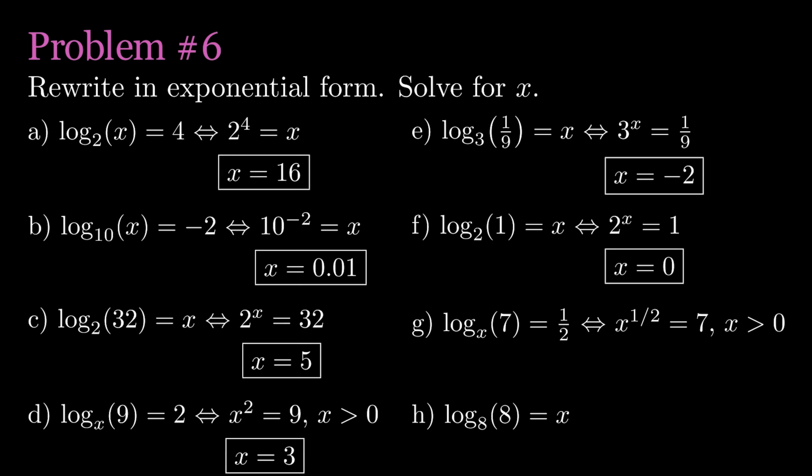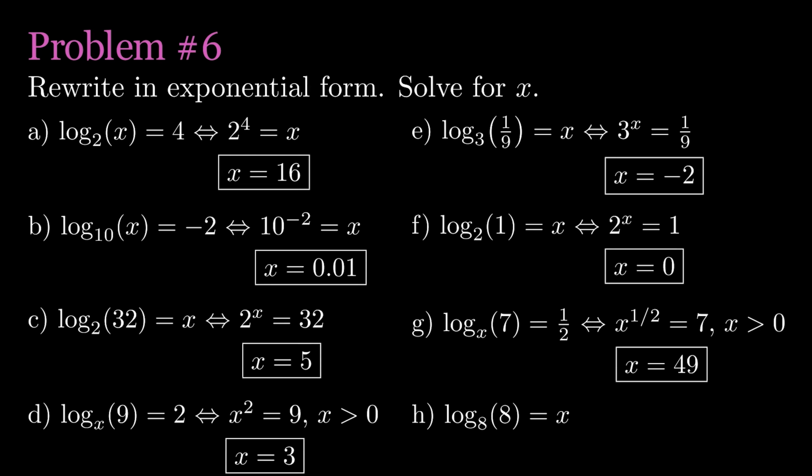Recall that x to the power of 1/2 is really the square root of x, so our equation really is the square root of x equals 7. We square both sides to get x equals 49, and that is our solution.